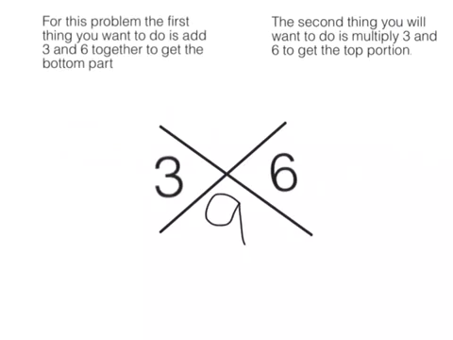To get the top part, you are going to multiply 3 and 6. So, we are going to multiply it and it becomes 18. So that is it for this problem.